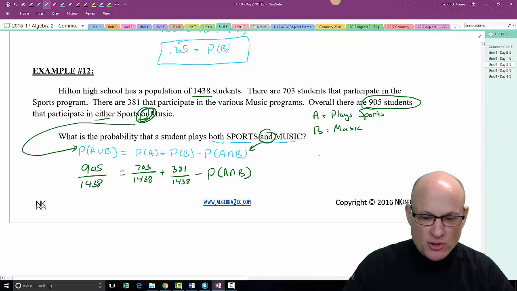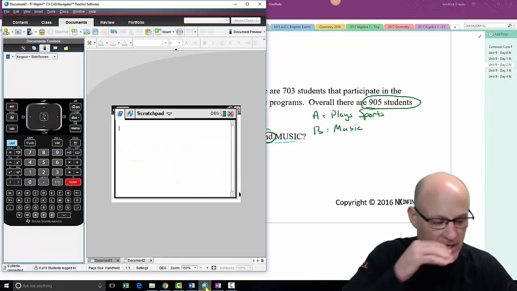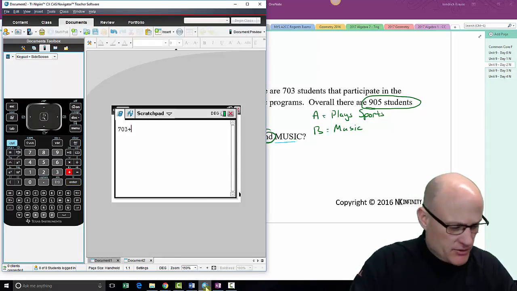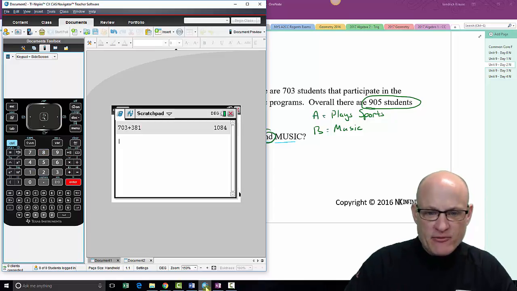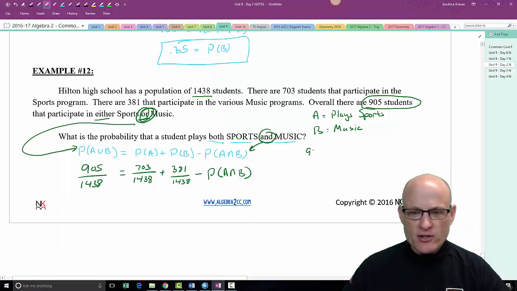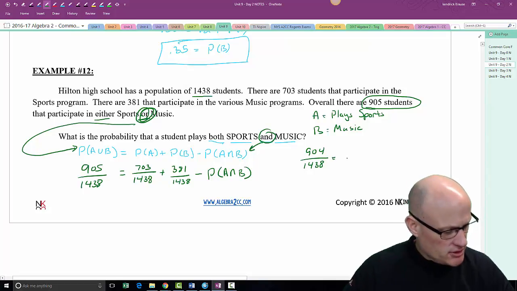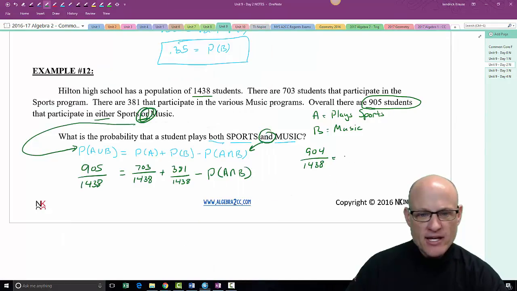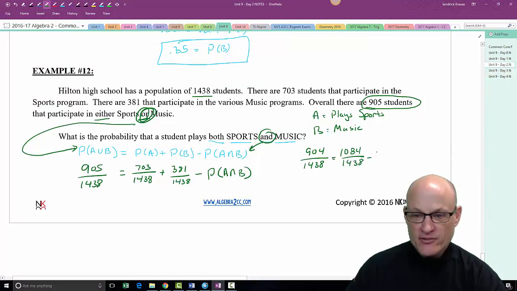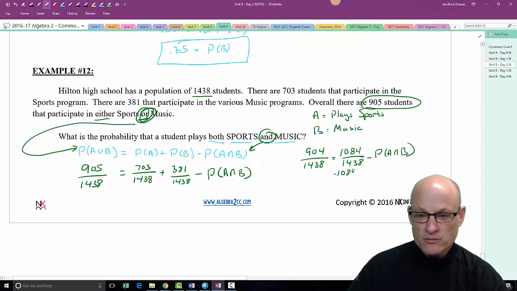Okay, so I'm going to add these up. So I'll go over to my calculator. And I'll add up 703 plus 381, and I get 1084. So I know, coming over here now, I've got 904 over 1438 is equal to 1084 over 1438 minus the probability of A and B. So I'll just subtract 1084 over 1438 from both sides. Sorry, I didn't give you a lot of room here, kids.